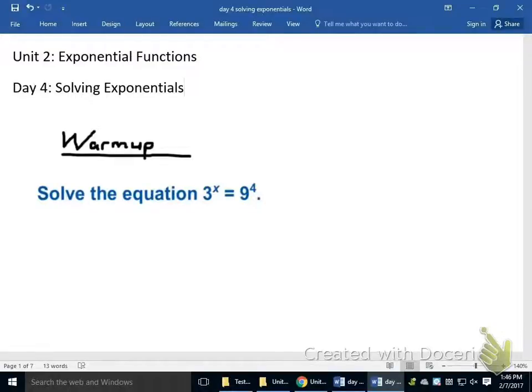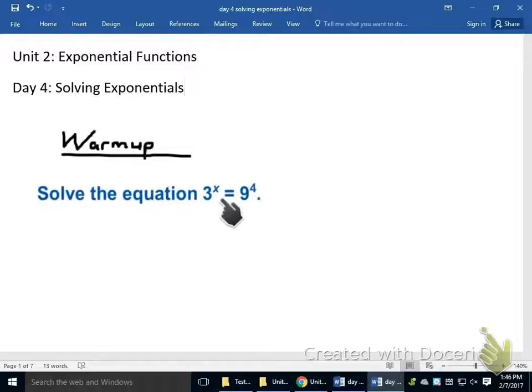Alright, this is Unit 2 Exponential Functions, Day 4, Solving Exponentials. You'll need what's going to happen here on this problem for the rest of the day to make sense. What you need to do when you're solving these exponential equations is get the base to be the same on both sides if possible. What's going to happen here is both bases can be a 3.